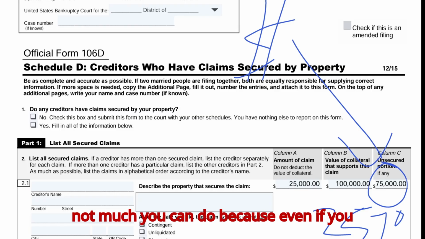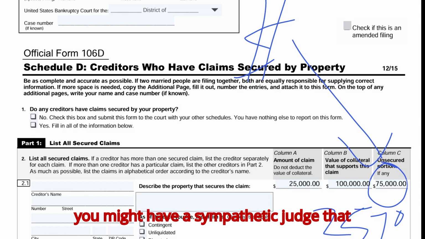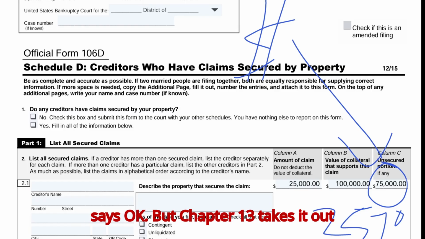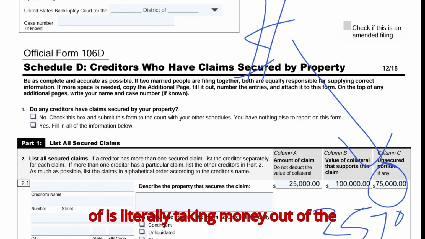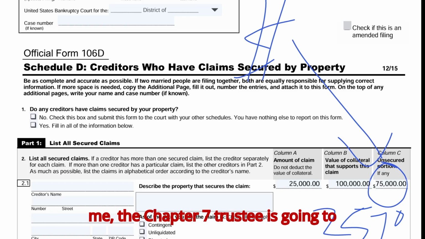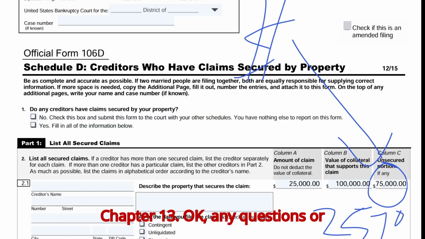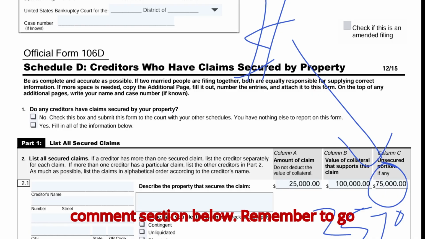And there's really not much you can do, because even if you try to convert it to a Chapter 13, where you might have a sympathetic judge who says okay, a Chapter 13 is literally taking money out of the pocket of the Chapter 7 trustee. So trust me, the Chapter 7 trustee is going to object, even if you say, well, I'll file a Chapter 13. Okay? Any questions or comments, feel free to post them in the comment section below.